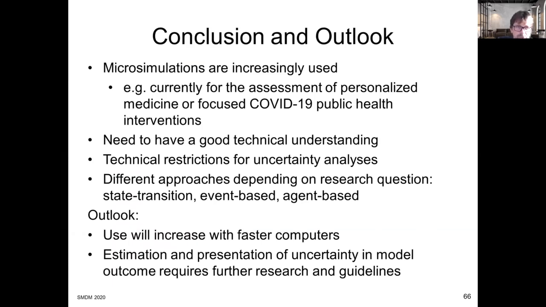We have different approaches. Microsimulation is not a class by itself. It can be a state transition microsimulation. It can be a discrete event simulation, which is a microsimulation. It can be agent-based. It can be an infectious disease model. It will increase with faster computers. What we will still need more research on is the presentation and uncertainty in these models. How are the different parameters correlated to each other? And are the different people really all independent, or how are they connected? If you infect one, does that change the behavior of others? All that remains to be seen in the future.